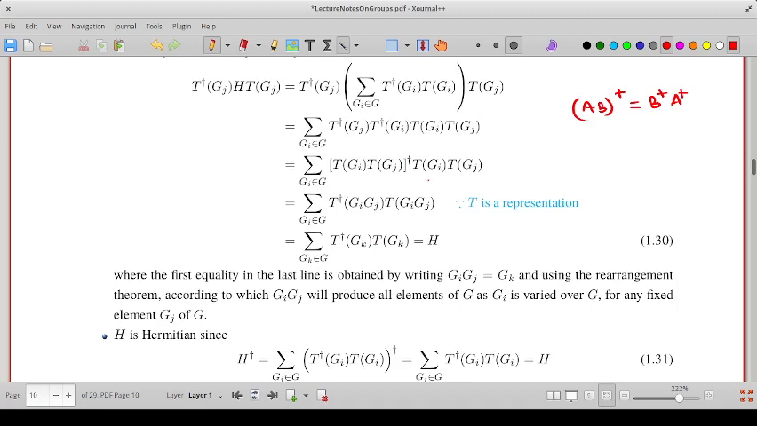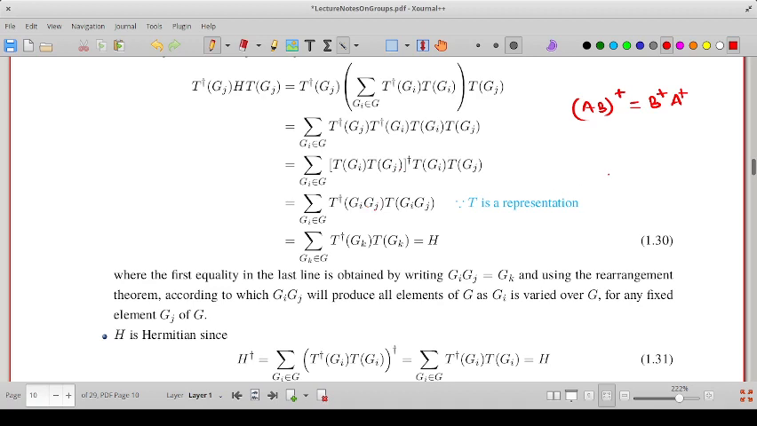Now T is a representation, and therefore this product is nothing but T of GI GJ. And similarly, this is also T of GI GJ. So we will end up with this equation. Now the summation is over GI, all elements of the group. And we are multiplying all elements of the group by GJ here and taking summation of this function over GI GJ.